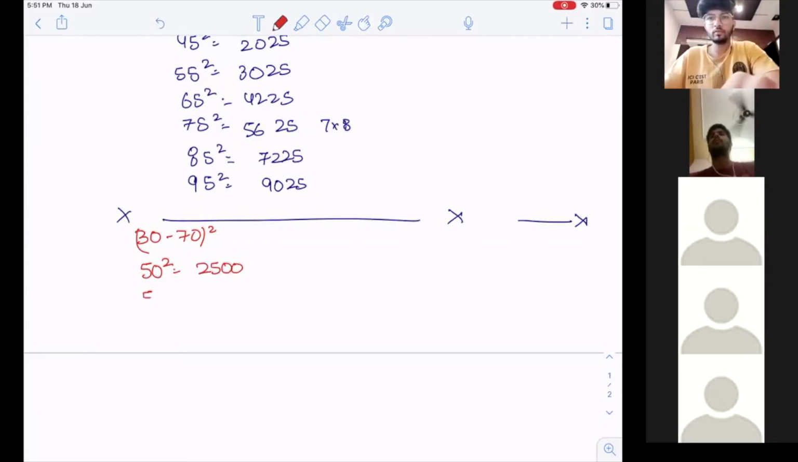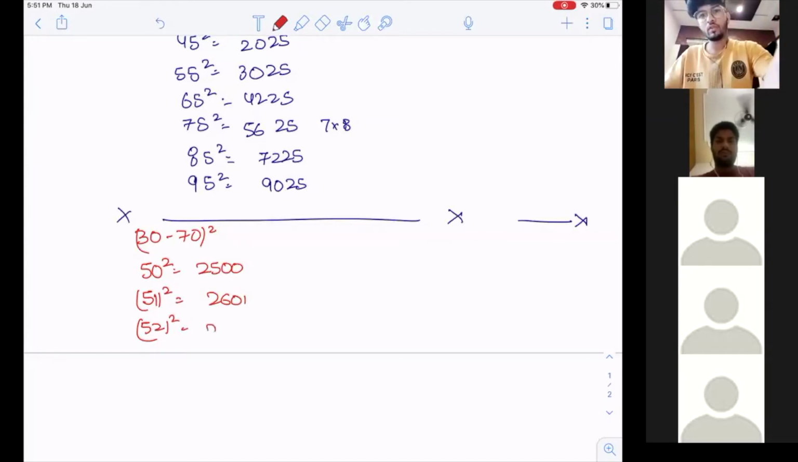What would be 51 square? Rajat, could you please tell me that? Sir, 2601. How do we get 2601? We'll be doing that. 52 square. Rishabh, can you tell me this? What is 52 square? Anyone? Krishna, 52 square. 2704. Rishabh, clear.